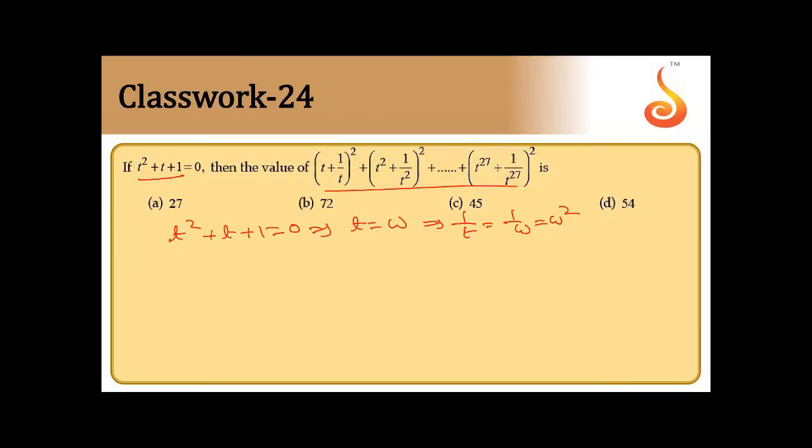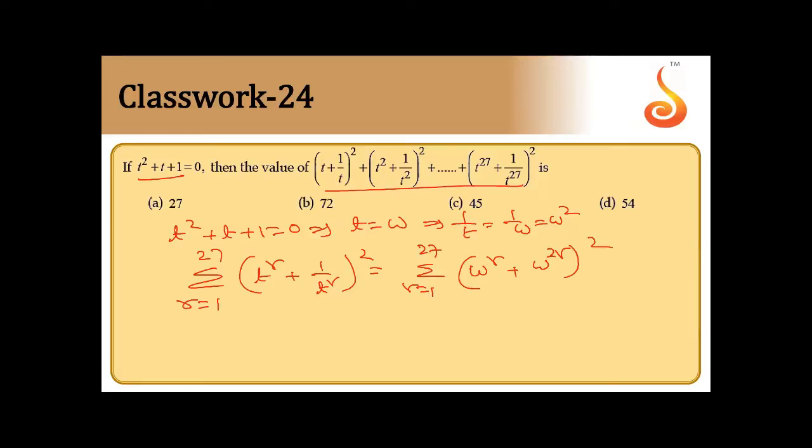Now we want to take the summation. This is sigma r equals 1 to 27 of t power r plus 1 by t power r, whole square. It's a very good question. So t is omega power r plus omega power 2r, because 1 by t is omega square, the whole square. We have one property: omega power n plus omega power 2n is minus 1, when n is not a multiple of 3.